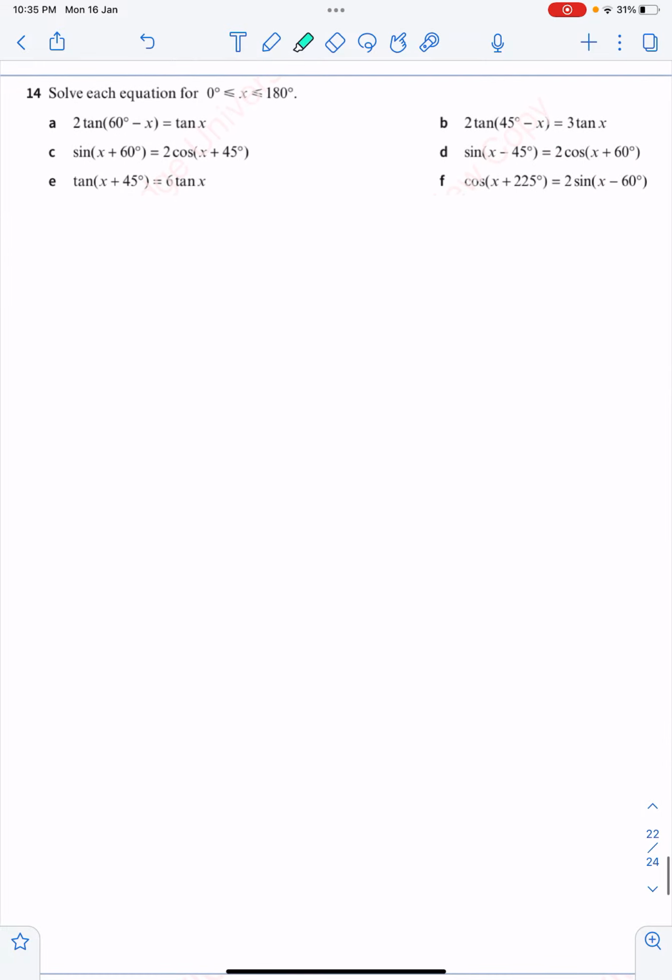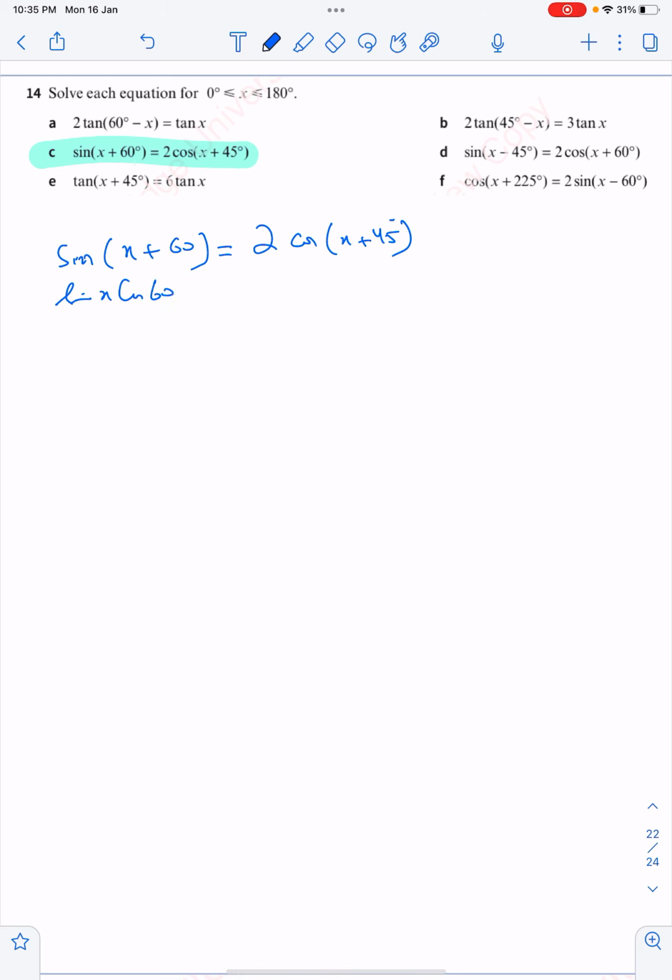Okay, I'm just going to do one question from here, maybe this one, the C part. Sin of x plus 60 equals 2 times cos of x plus 45. Okay, I'm going to split it. Sin of x cos of 60 plus cos of x sin of 60 equals 2 times, I'm going to apply the formula of double angle on cos, cos of x cos of 45 minus sin of x sin of 45.